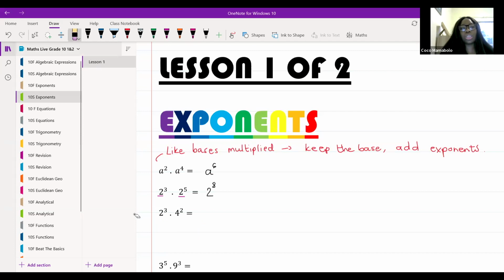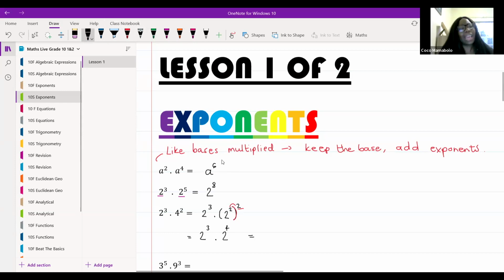So what I'm going to get is 2 to the power of 3 multiplied by 2 squared to the power of 2. Right, now I know that I have a bracket and an exponent, so I must multiply my exponents. Let's multiply exponents. So I'm going to get 2 to the power of 3 times 2 to the power of 2 times 2, which will give me 4.